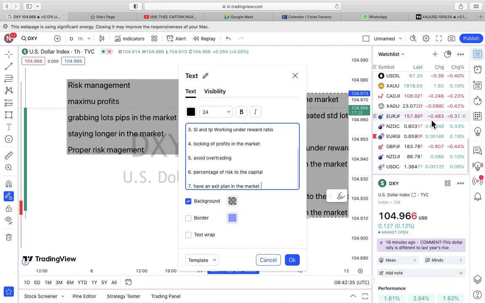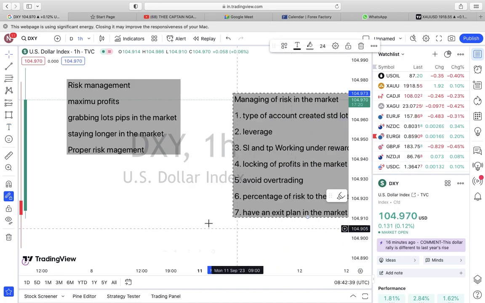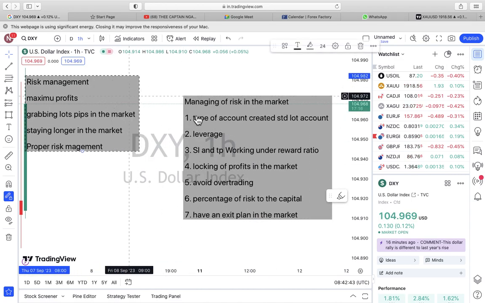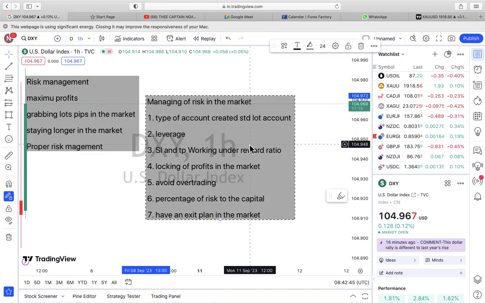And that is very advisable. It is very advisable to always have an exit plan in the market. Now, these are the risk management techniques. The first thing I've told you is the type of account. If you are a beginner, always create a standard account. That standard account will help you a lot on the risk management part.